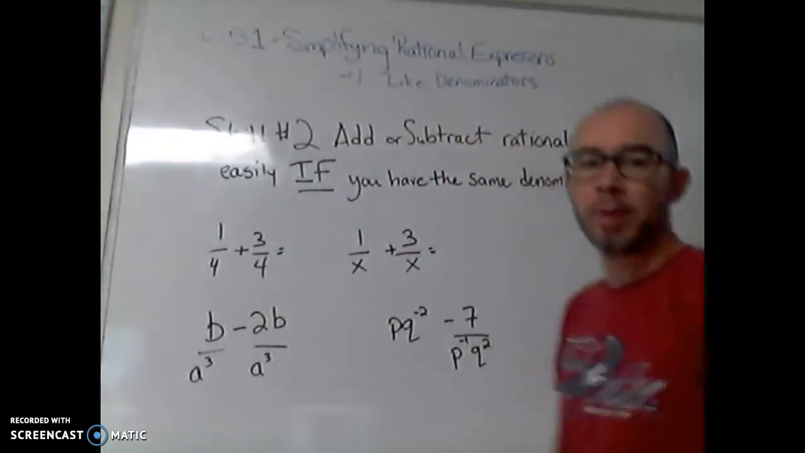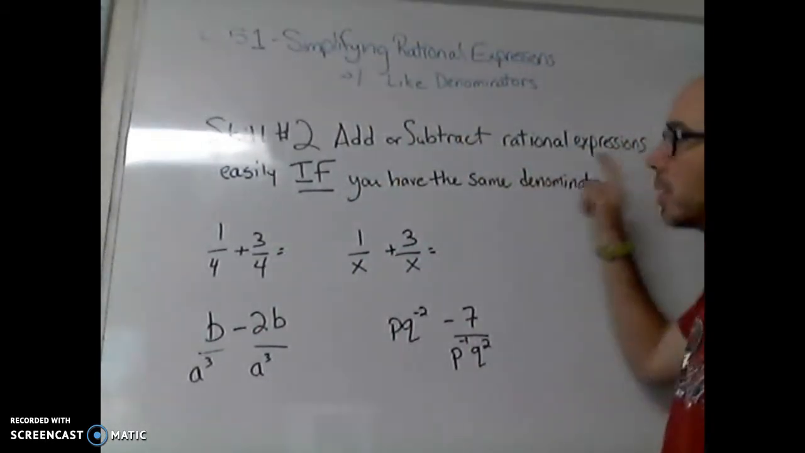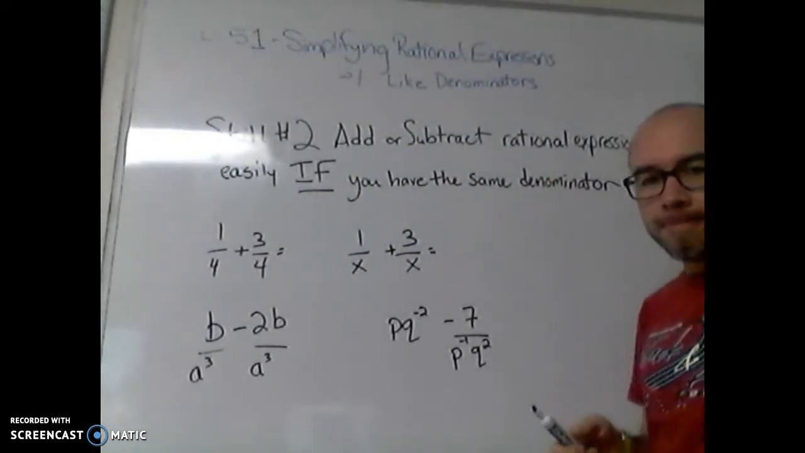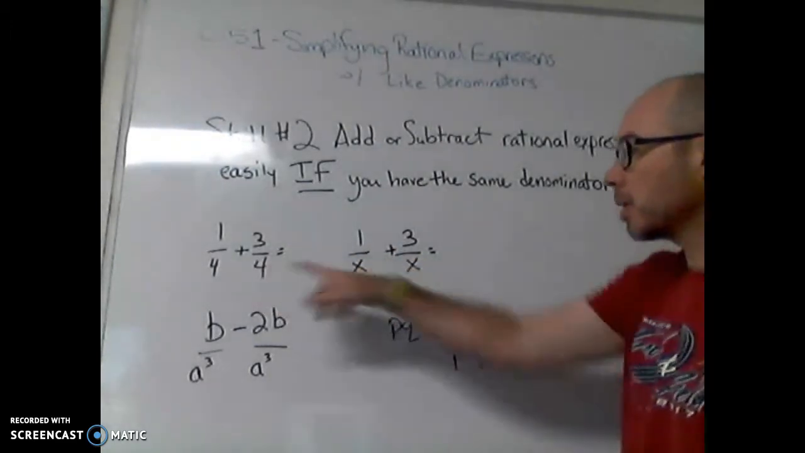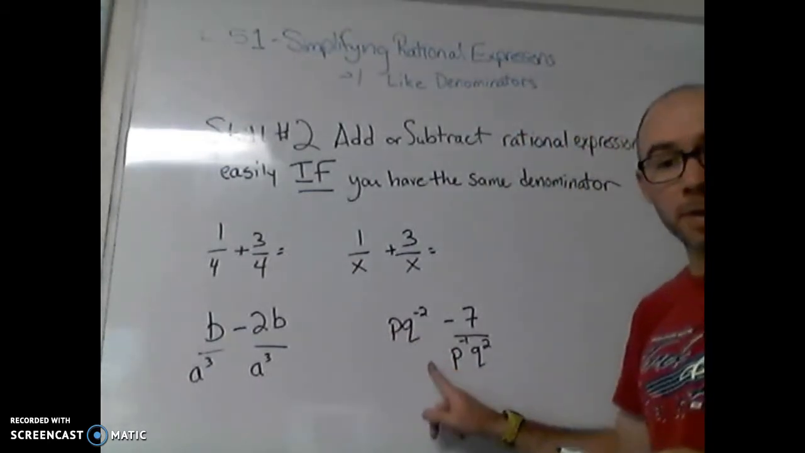Now I'm going to put a second skill up on the board here, and then we'll be done. Okay, here we go. Last round. Skill number 2. Add, subtract rational expressions easily if you have the same denominator. A lot of these look like they're the same. This one looks the same with numbers. This one looks the same. This one looks the same. This one does not. We're going to have to fix this one.